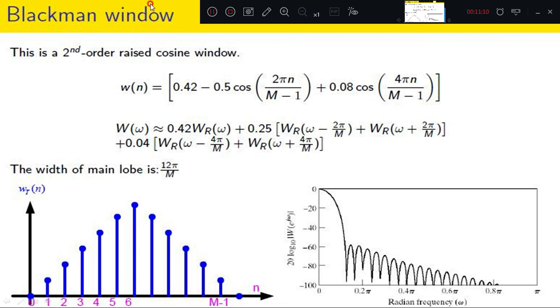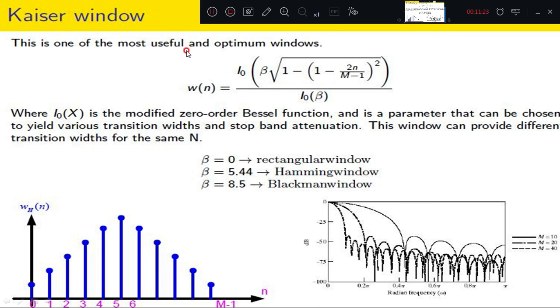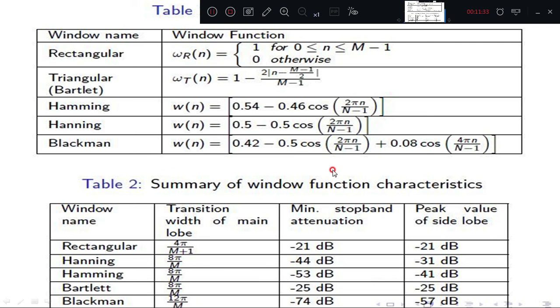And next comes the Blackman window. Again this is the time domain equation, frequency domain equation, and these are the plots in time domain as well as frequency domain respectively. And the last one is the Kaiser window, and this is the equation. So these are the two plots, and here this table gives you a brief idea about different types of windows as well as their window functions.